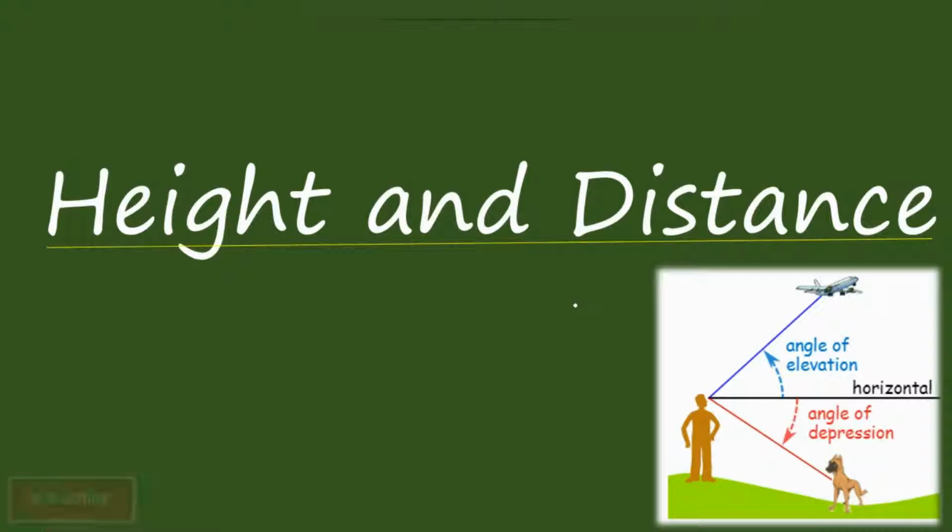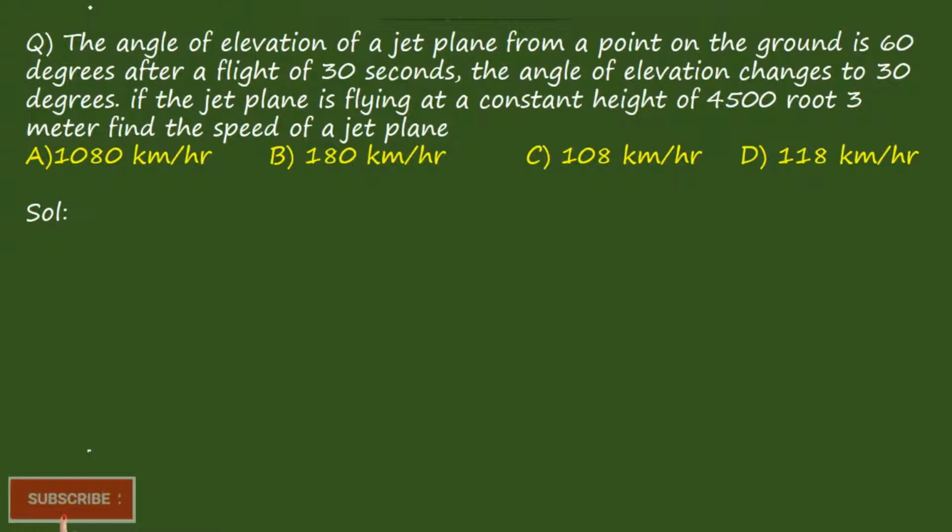Okay, let's start now. Now come to the next question. The angle of elevation of a jet plane from a point on the ground is 60 degrees. After a flight of 30 seconds, the angle of elevation changes to 30 degrees. The jet plane is flying at a constant height of 4500 root 3 meters. Find the speed of the jet plane.